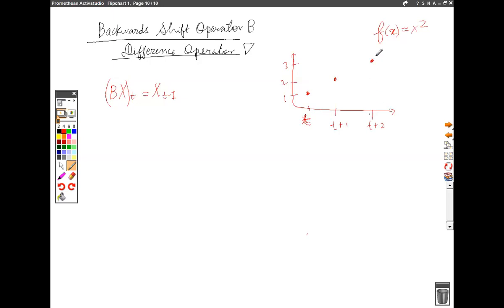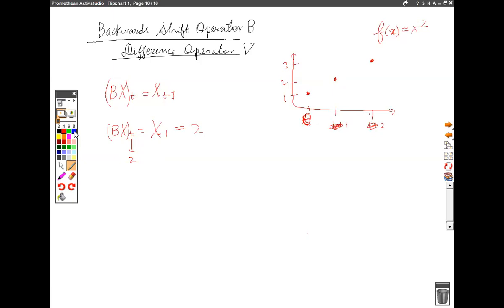Very easy, right? So if I'm applying B xt, what should be my value? If I say that my t here is 2, what should be the value that I get here? X1. Right, so it should be X1. And let's say this is 0, this is 1, and this is 2. So the value will be 2, right?